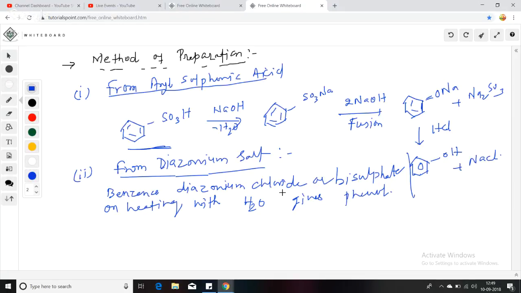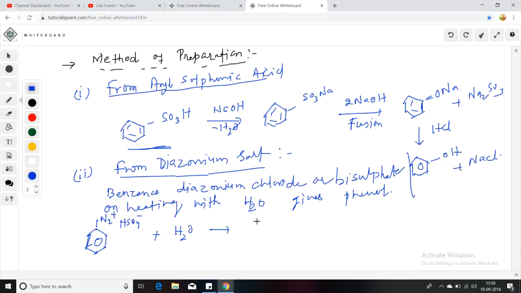This process is steam distillation, which is not in our syllabus. Distillation we don't have to study. So benzene diazonium bisulfate or chloride, you can write like this: N2 plus Cl minus, and N2 plus HSO4 minus. It is benzene diazonium sulfate plus H2O. So when you heat this, what happens? H plus HSO4 minus forms, N2 also forms, and OH gets attached onto this benzene ring.